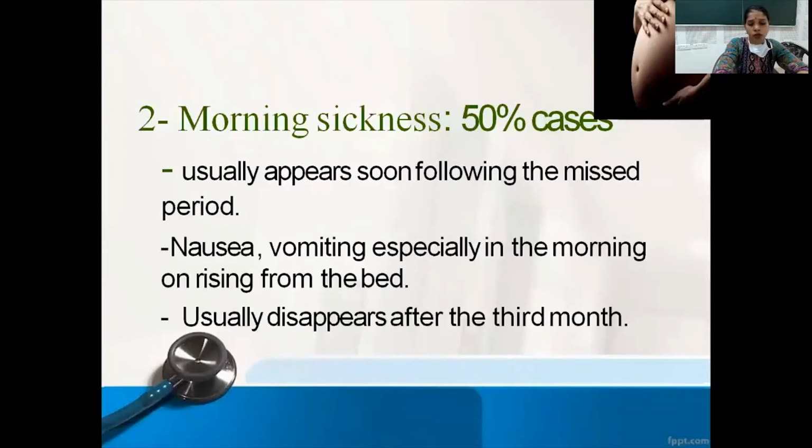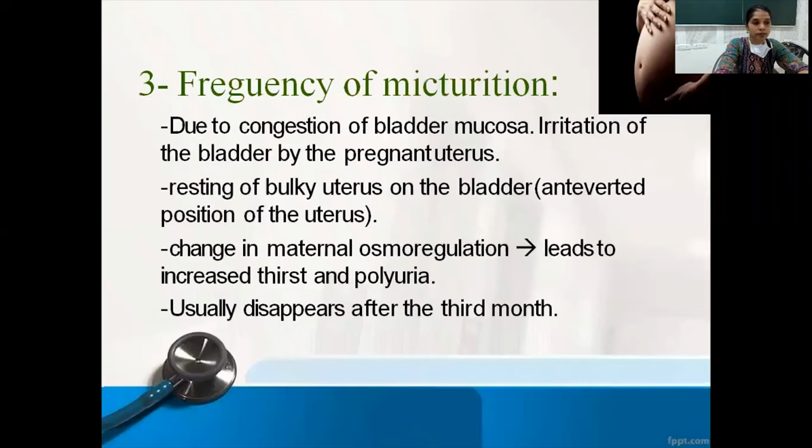The most common thing we diagnose in the first trimester is morning sickness. In 50% of cases we see morning sickness. It usually appears soon following the missed menstrual period. Morning sickness is nausea and vomiting, especially in the morning on rising from the bed. Usually it disappears after the third month, but sometimes it may prolong, and in some cases it might persist throughout the pregnancy. And one more symptom we regularly see is frequency of micturition.